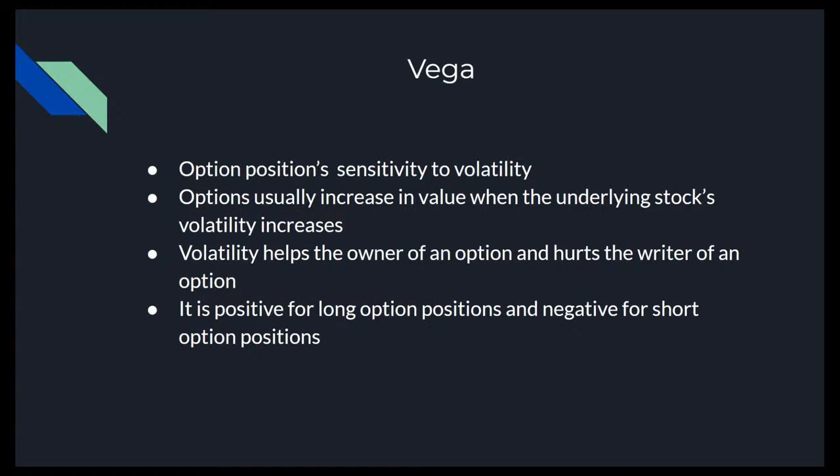Vega. Vega is the option position sensitivity to volatility. Options usually increase in value when the underlying stock's volatility increases. Volatility helps the owner of an option and hurts the writer of an option. It is positive for long option positions and negative for short option positions. So remember, long calls and long puts are positive, and short positions are negative.